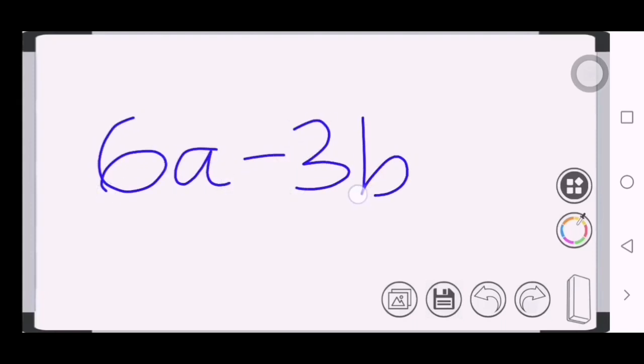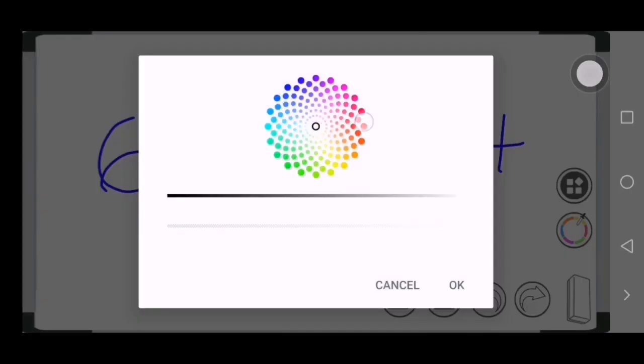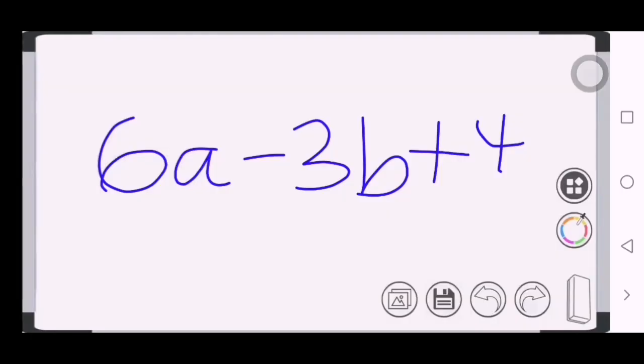Great. Now, if I write 6a minus 3b plus 4. Now, how many terms do we have in that expression? Very easy to tell. We have three terms, 6a, negative 3b, and 4, which is three terms. That is easy. What if I put a bracket around the 6a minus 3b like this? How many terms do we now have?